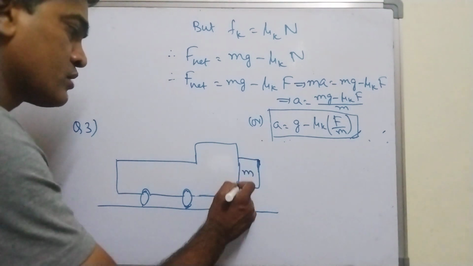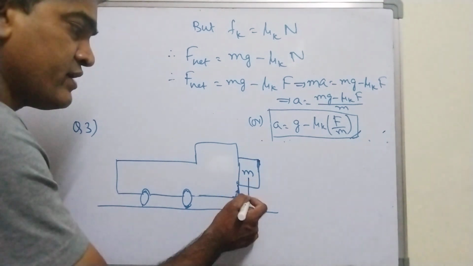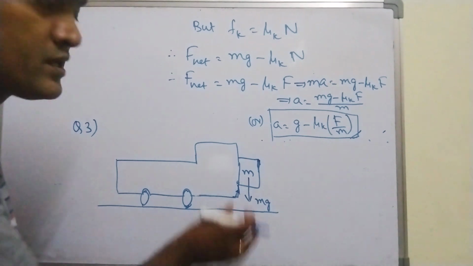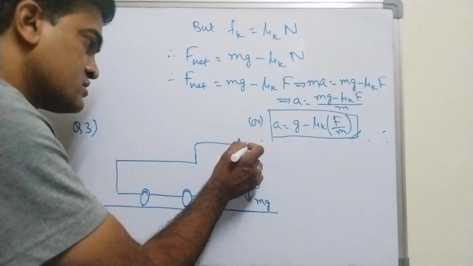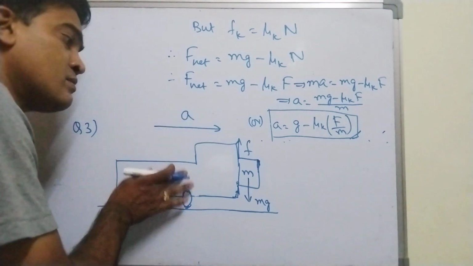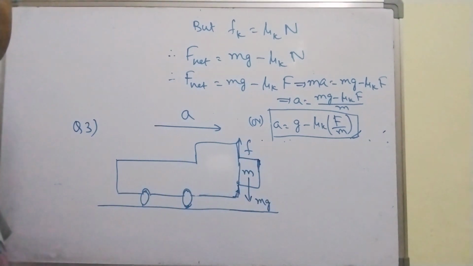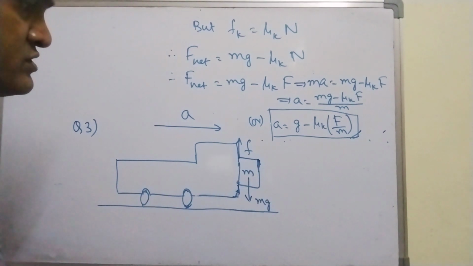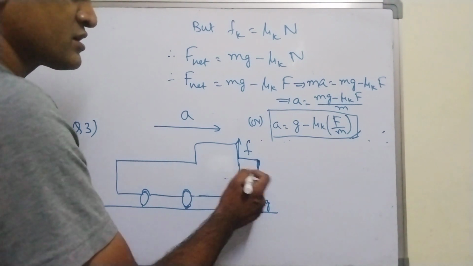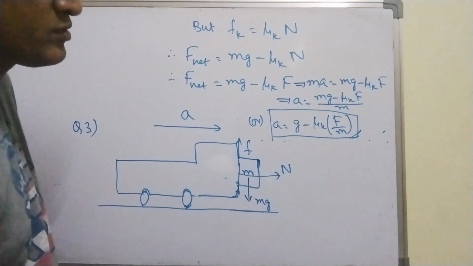If it falls, how will it fall? The block will fall downward. When the block falls down, what is the weight of the block? mg is the weight of the block. When the block is sliding down, the frictional force acts in this direction. This is the value of frictional force. But what I want is the minimum acceleration of the truck so that the block stays in contact with the truck itself. Now here again, when the block is in contact with the truck, the normal force will be like this. This is the normal force.